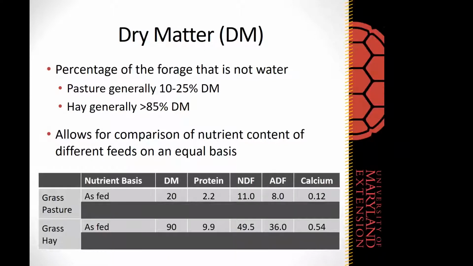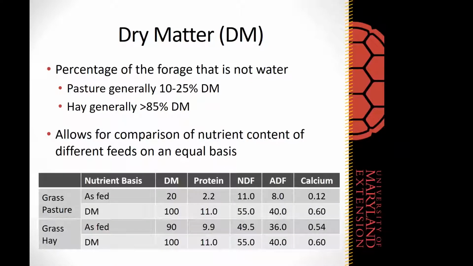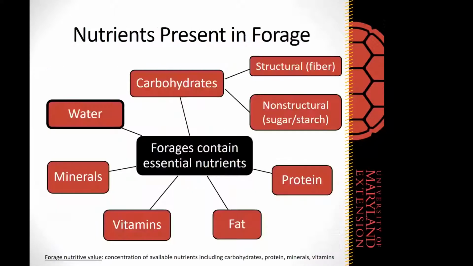If we compare them on an as-fed basis, they look very different, right? It looks like the protein is way better in the grass hay versus the pasture, and the other nutrients are really different as well. If we actually compare them on a dry matter basis, they're actually the same. So the difference was that pasture is more diluted because of that water content. So when we remove that and compare them on an equal basis, they're actually the same. So just remember to look at that dry matter basis when we're looking at a forage analysis.